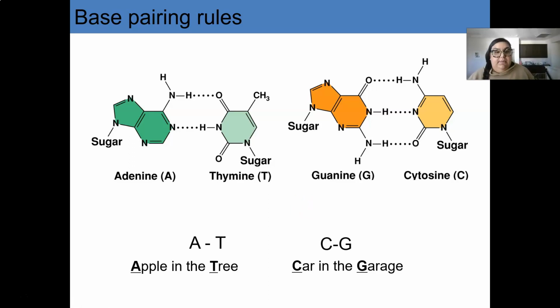Adenine binds with thymine. Guanine binds with cytosine. So it's always a two-ring structure binds with a single ring structure. Otherwise, DNA would be unbalanced if you bound two ring structures with two ring structures and one ring structures. So we're always binding two ring structures with one ring structures. Adenine and thymine, guanine and cytosine. So these are the base pairing rules.